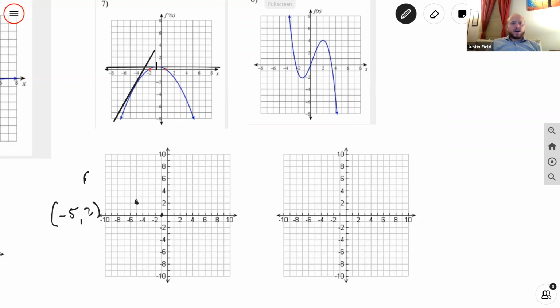And then also my tangent line at -1 was 0. So it's the x value of f of x, and the y values are the slope of f of x at that one point. Okay, so now at 5, we see the opposite thing happening, right? So at 5, it is a -2.